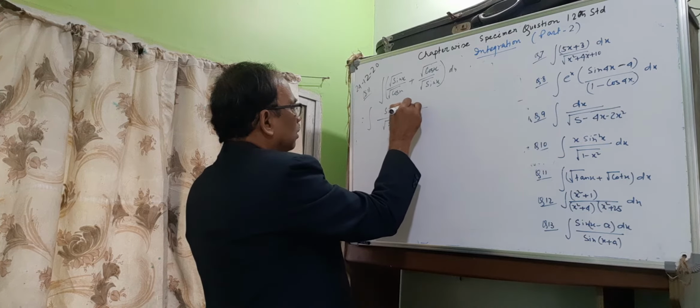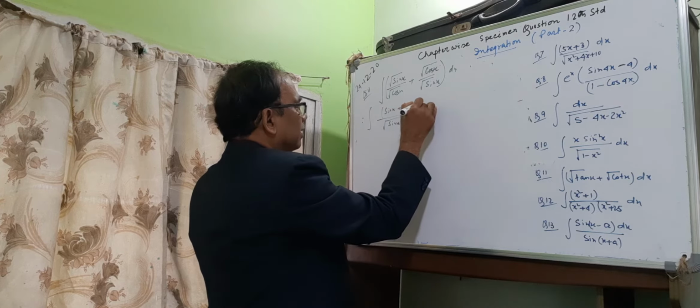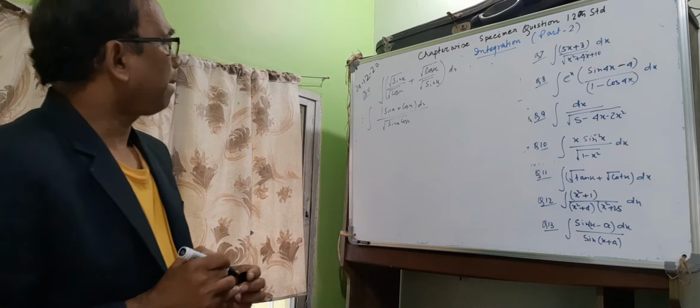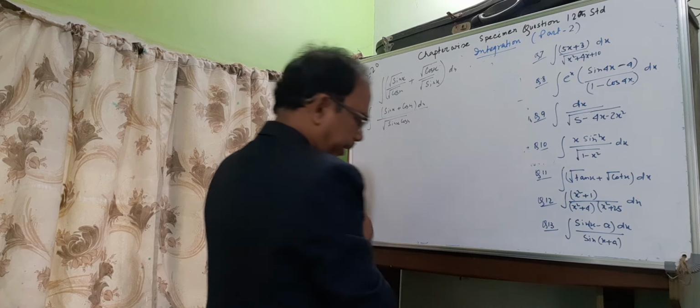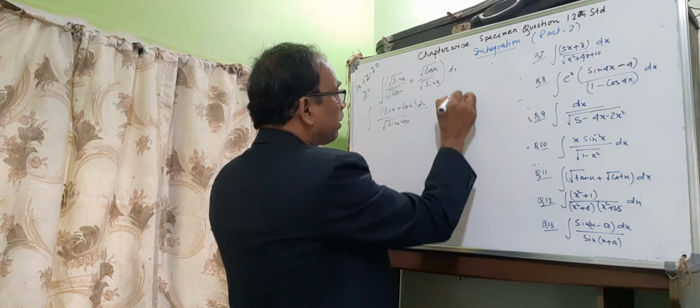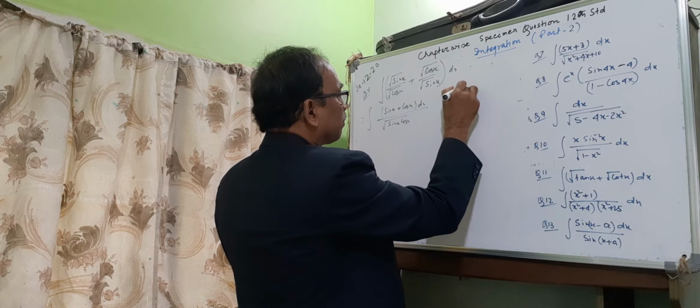Now we have to take sin x minus cos x equals z.